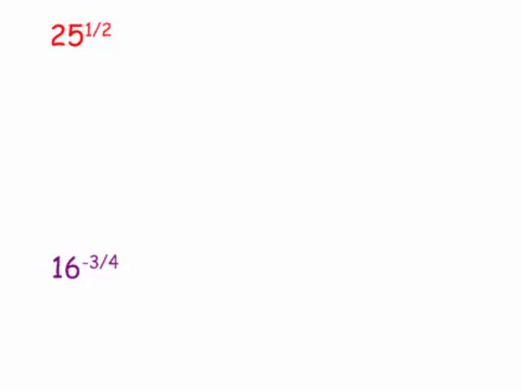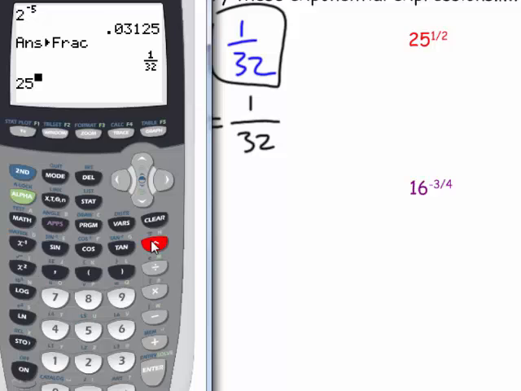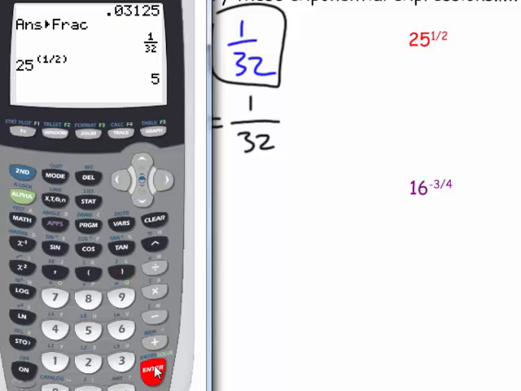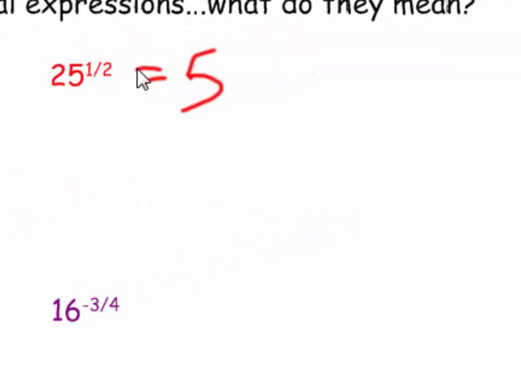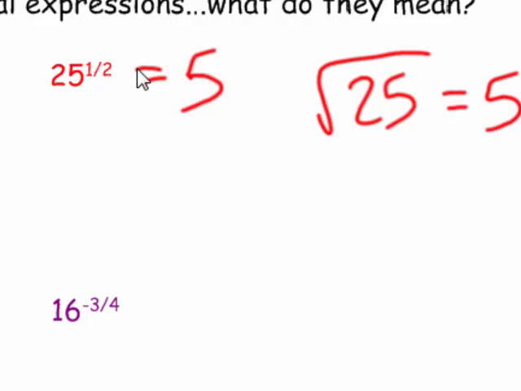So I'm going to type 25, exponent. And sometimes it's nice to put this in parentheses just to be safe. So 1 divided by 2. I don't think I need it, but I'm going to hit enter here. I got 5. That's weird. What else is 5? What else can I do to 25 and get 5? Yeah, if I took the square root of 25, I would get 5.